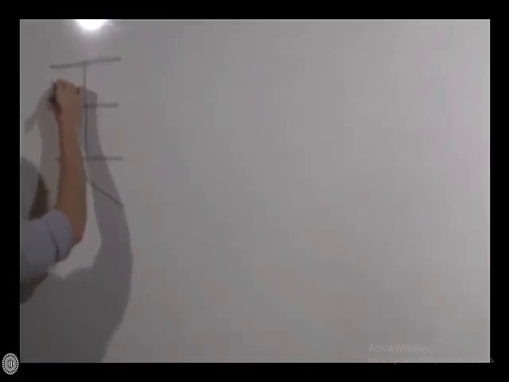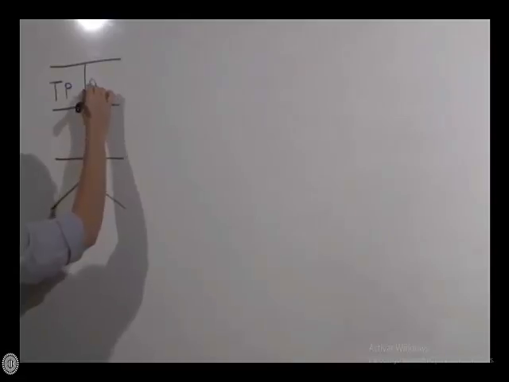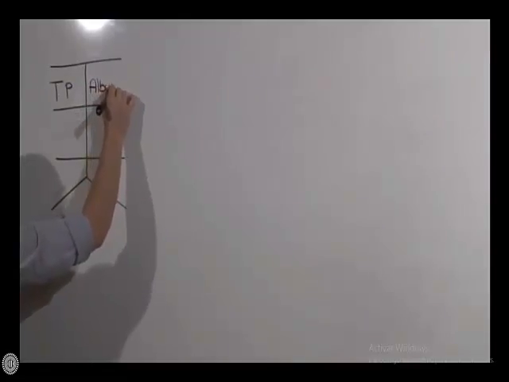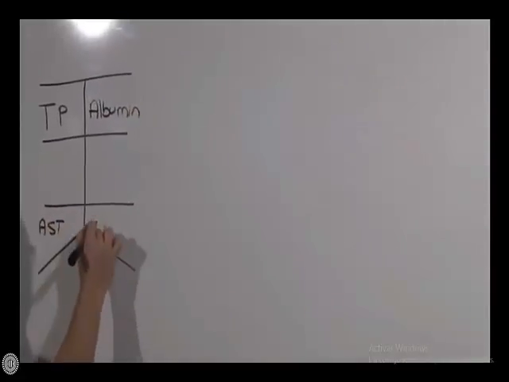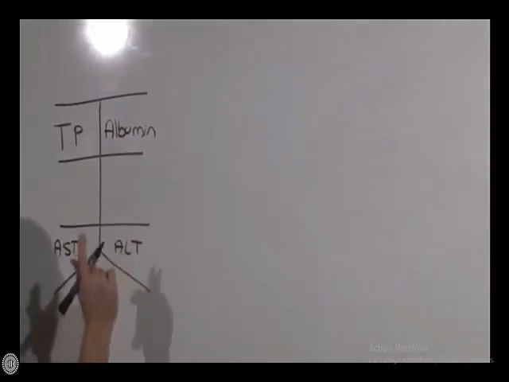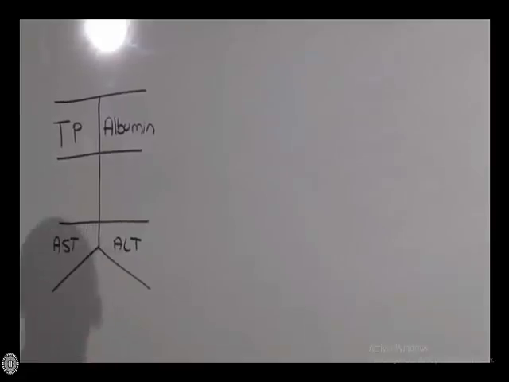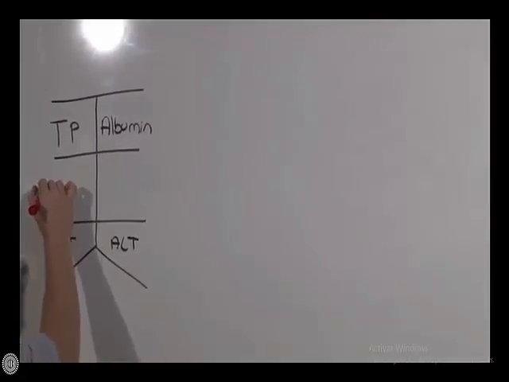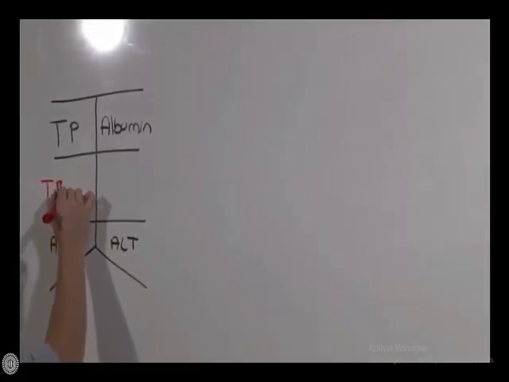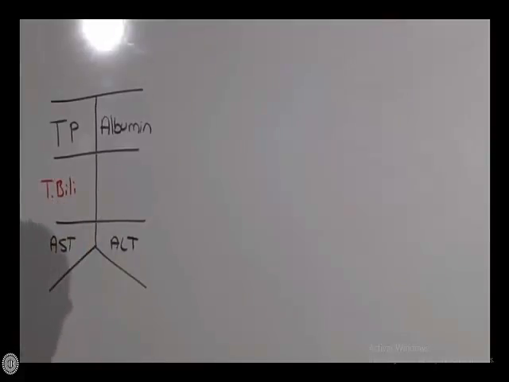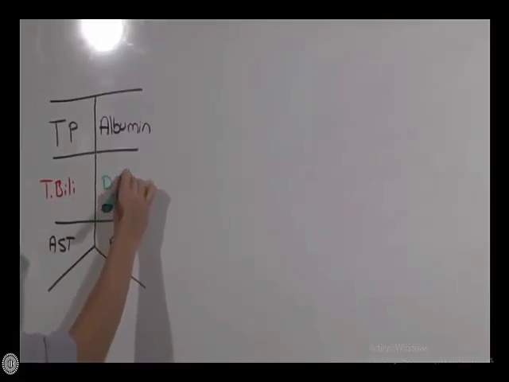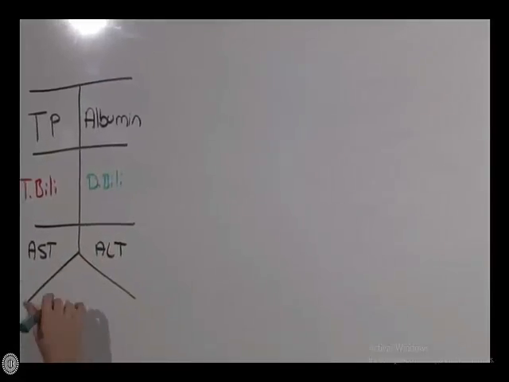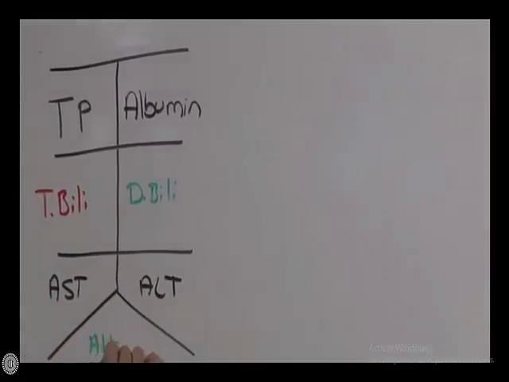At the top is the total protein and the albumin. At the bottom is going to be the AST and the ALT. And I'm going to color code these for you. The total bilirubin can either be red or green, and you'll see what that means in a little bit. The D-bili goes next to the T-bili, and it's in green because it is associated with the alk-phos.